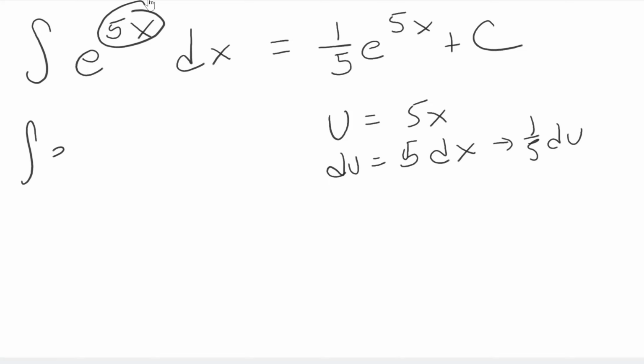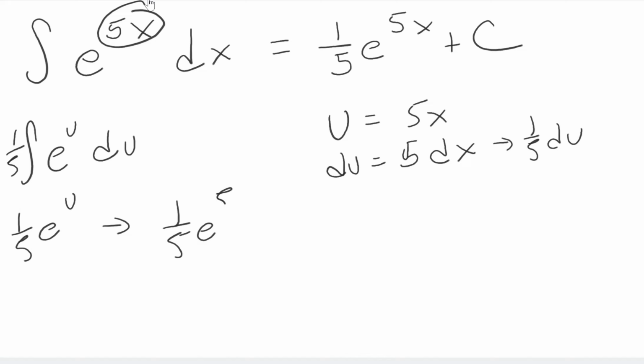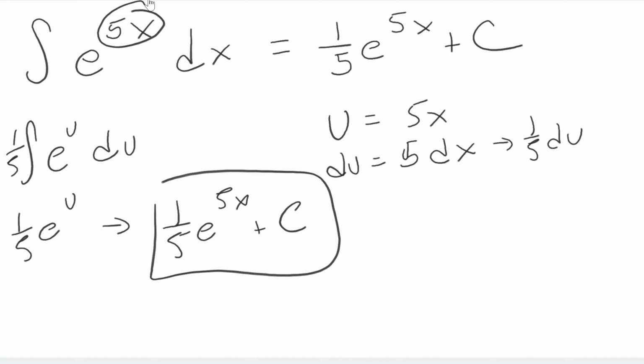Because if I did the integral of 1/5 e to the u du, that's just 1/5 e to the u, which is e to the 5x plus c. So you want to start to look at those things like, okay, how can I just get that answer there?